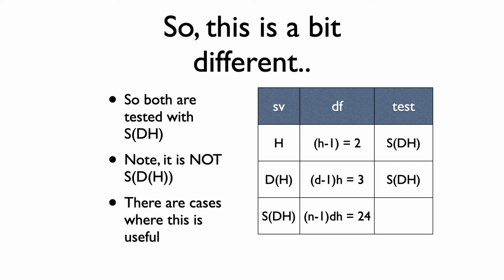So what, 5? Yeah, 5 participants in each group, 5 subjects. So that's n minus 1, so that's 4 times 2 times 3. And we test both hospitals and drugs within hospital using this error term, subjects within drugs by hospital.